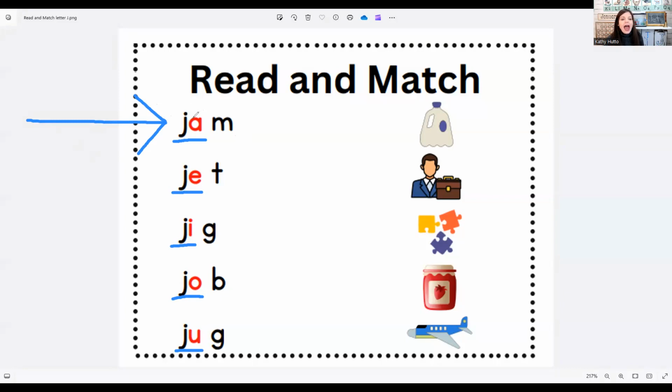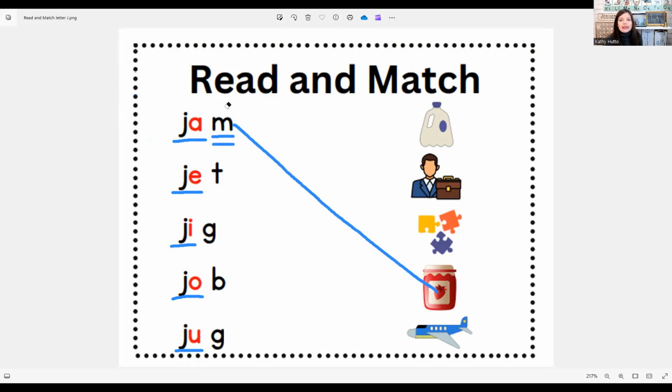Let's put J with letter A. J, A, ja, jam, jam. Let's draw a line to the jam. Strawberry jam. All right, let's do the next one.